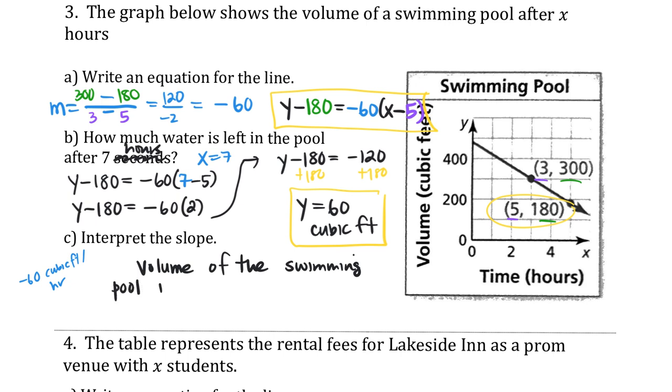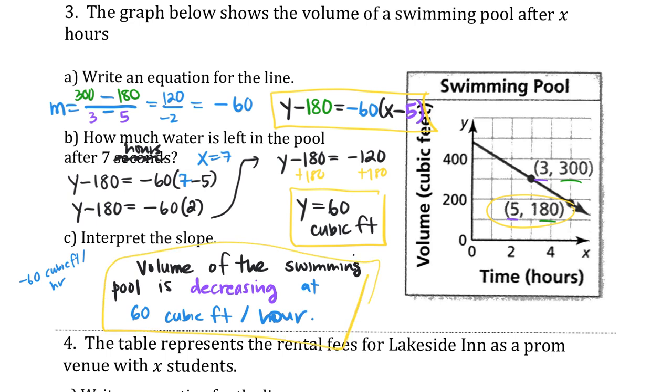Okay, now it's negative 60, so the pool is getting lower. So I could say it's decreasing, getting lower, draining, I don't know what it's doing, is decreasing because of the negative 60 cubic feet per hour. Okay, don't write negative. The negative means that the pool water is going down. So you could say the volume of the swimming pool is going down 60 cubic feet per hour. Something like that would work.